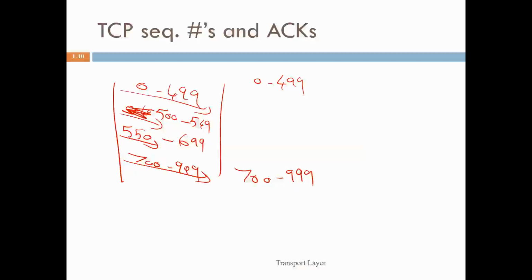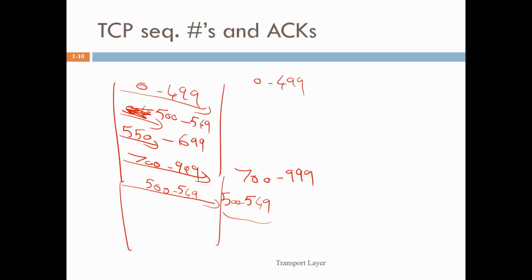What will happen if the second packet, this packet here with sequence number 500, has its timer expire? Eventually this packet will be retransmitted, and now B will have the bytes from 500 to 549 as well. So now what does B have? B has 0 to 499, 500 to 549, and 700 to 999.